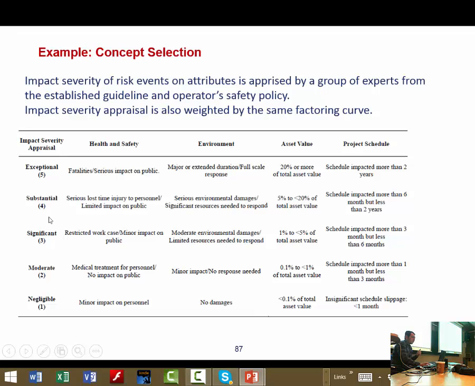And after that we also have a weighting system to specify how severe the risk or impact of a risk event is on the attributes, which is a standard weighting system recommended by the societies. So if, for example, the failure can cause a fatality or a serious impact on health and safety, it should be exponential or 5.